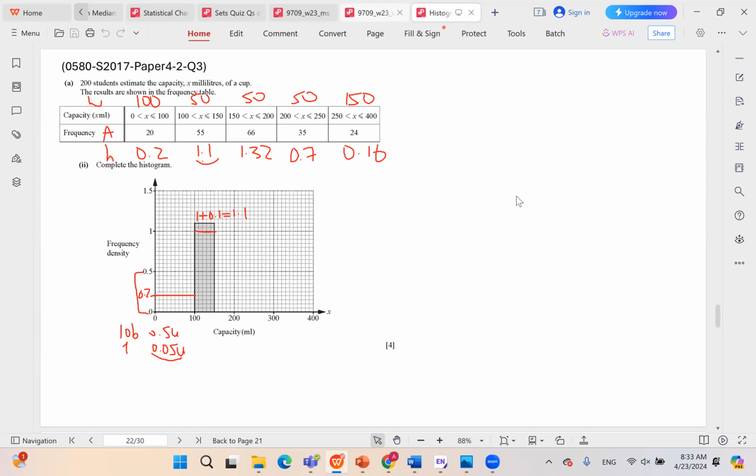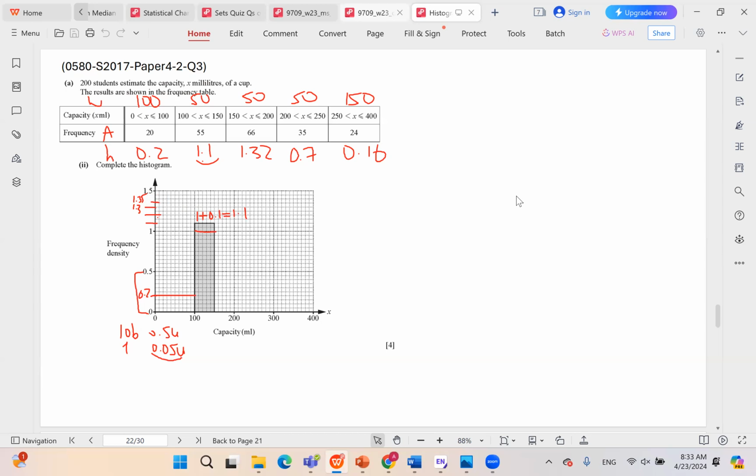And then they drew from 100 to 150. And then we have to draw 1.32. So again, each box is 0.05. We want to figure out where the 1.32 is. So this is 1.1, 1.2, 1.3. So 1.35 is here. So this here is 1.3, and this is 1.35. So 1.32 should be somewhere in the middle between them.